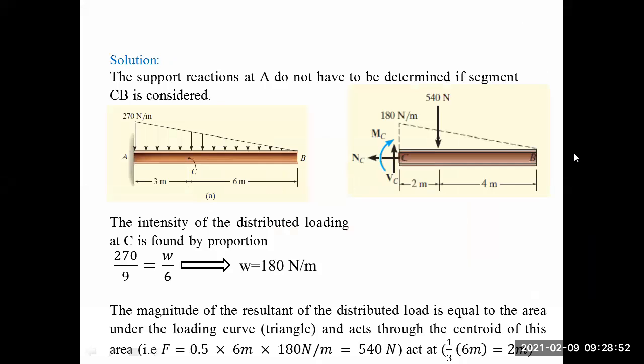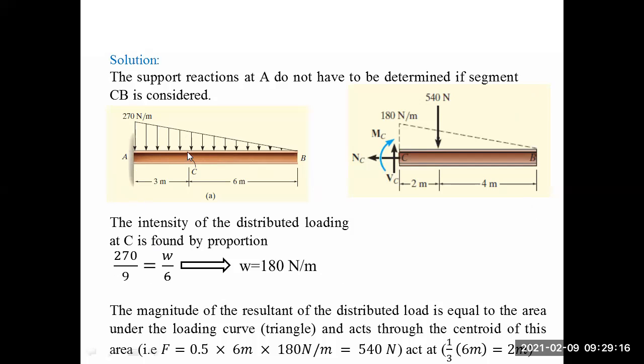Okay, so he has taken the right side. So just apply the equations, and then you get these forces. It's easy. This example, nothing is difficult about it. The only thing is to determine this force.